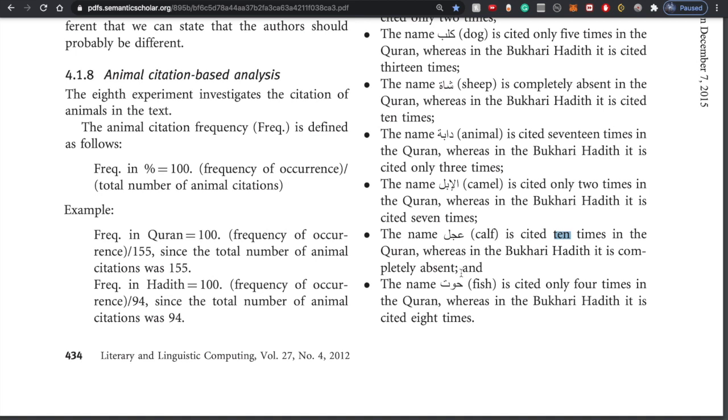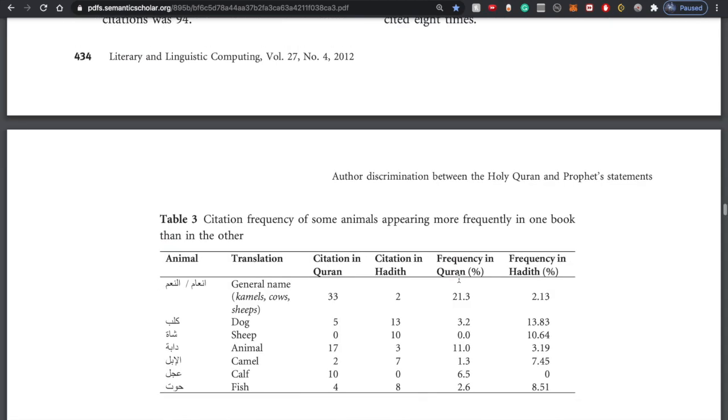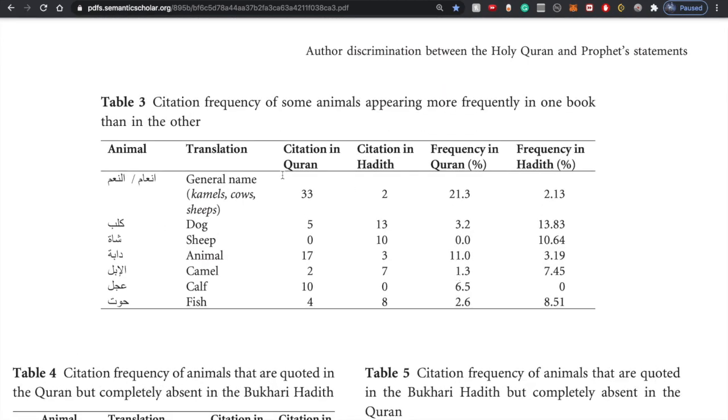Fish is only mentioned 4 times in the Quran, but 8 times in the Hadith. Let's just go to the charts. Right, so here you can see the charts. It's all laid out. You can see the frequency in the Quran, for example, the general name for camels, cows, and sheep is 21%, but in the Hadith only 2.1.